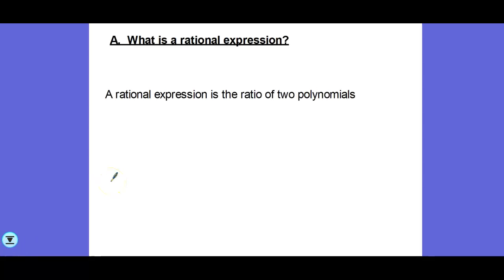A rational expression is the ratio of two polynomials. The word ratio is just a fancy word for fraction. So for instance, we have something like x squared minus 3, right? That's a polynomial. Well, if you make a fraction out of that with another polynomial, now you have what's called a rational expression. They can come in all different kinds.